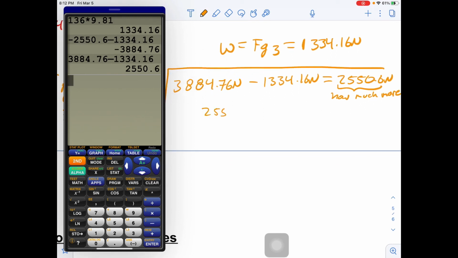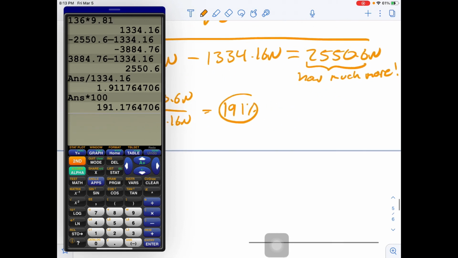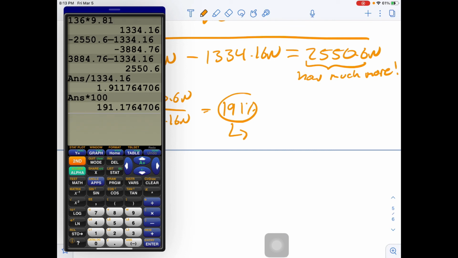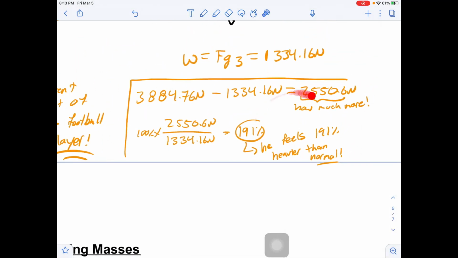Let's take that number and divide it by what his original weight is, 1,334.16 newtons. So if I divide this by 1,334.16, and then I times it by 100%, he feels 191% heavier than he normally does. He feels 191% heavier than normal. So that's just something interesting to think about. We weren't asked to do that part of this question, but it was something to just think about.